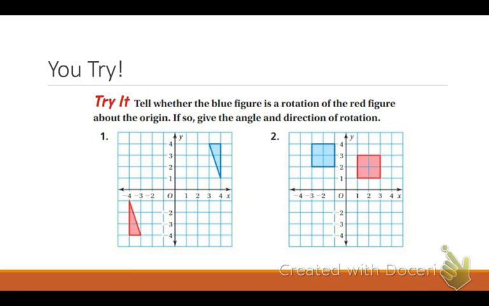To get to the final location, I would have to slide it also. Do you guys agree? If I rotated it 180 degrees, it's going to be up here, but then I would have to slide it. But again, that's something I'm not going to make you do. Just tell me it is a rotation of 180 degrees.